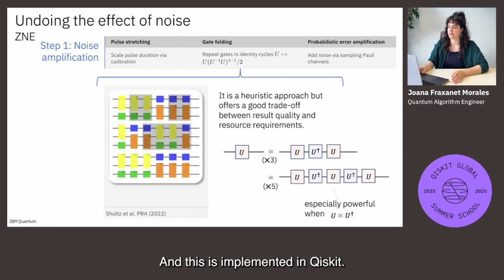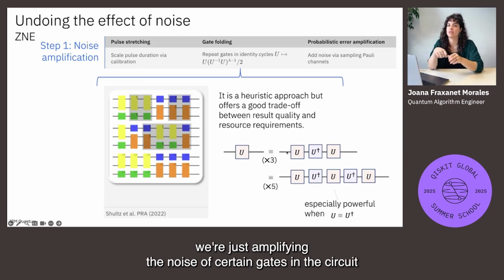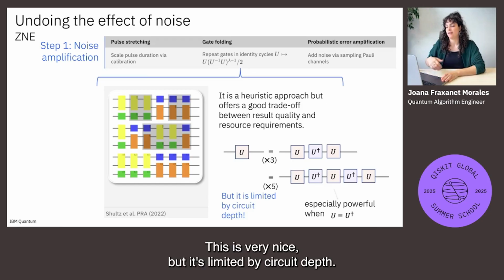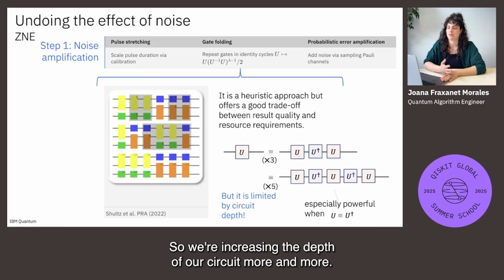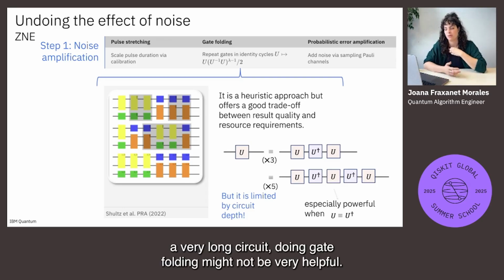And this is implemented in Qiskit. When we use this fractional noise amplification with gate folding, we're just amplifying the noise of certain gates in the circuit and not others to achieve some fractional factor. This is very nice, but it's limited by circuit depth. So we're increasing the depth of our circuit more and more. And if we already have a very long circuit, doing gate folding might not be very helpful.